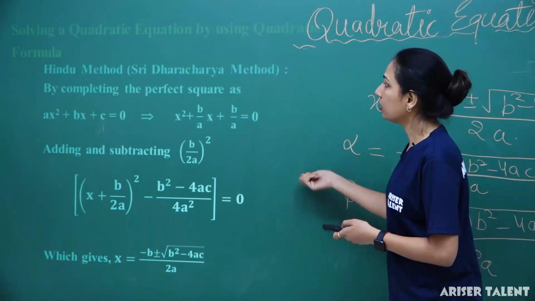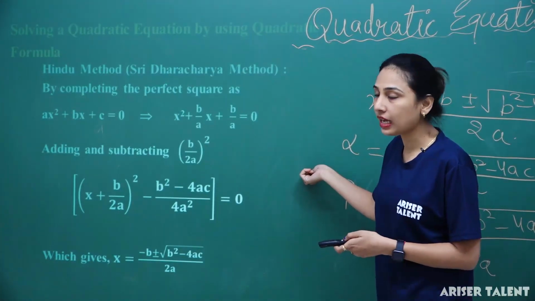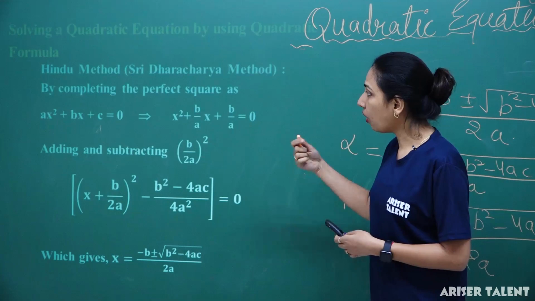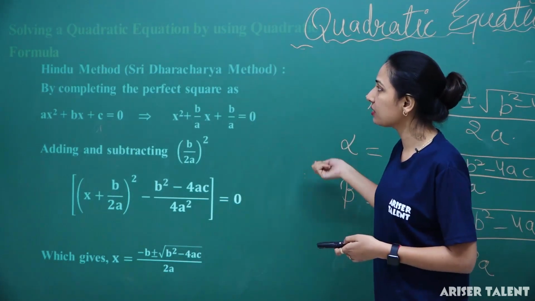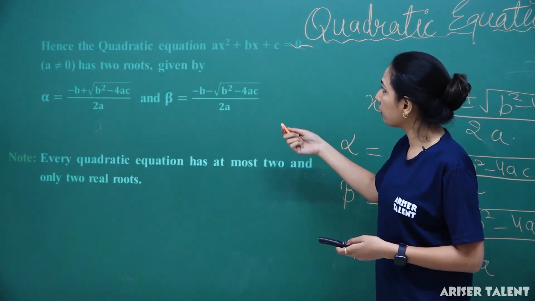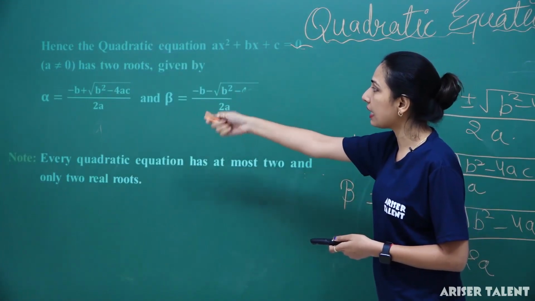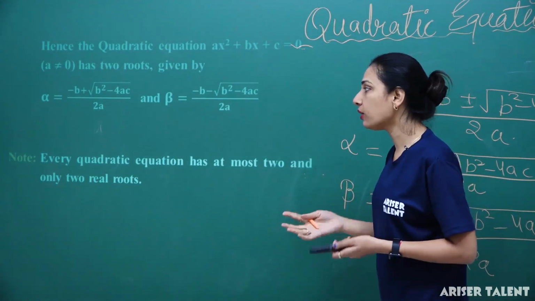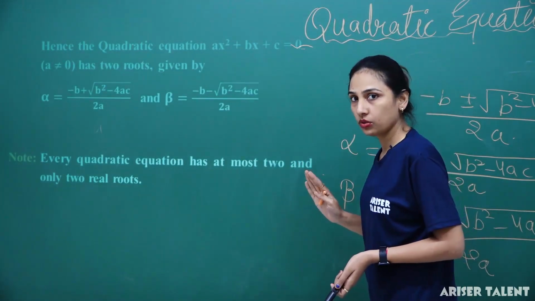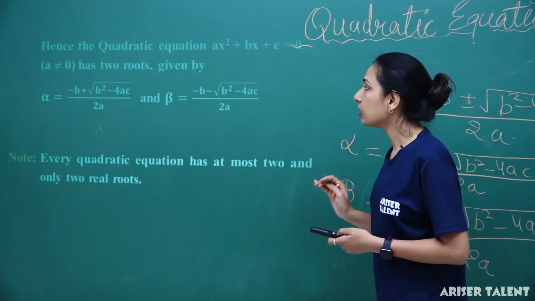Okay, so this Sridharacharya formula is very helpful in all the cases. We can solve any quadratic equation with this formula. The quadratic equation is this, giving two roots alpha and beta. Every quadratic equation has at most two and only two real roots.